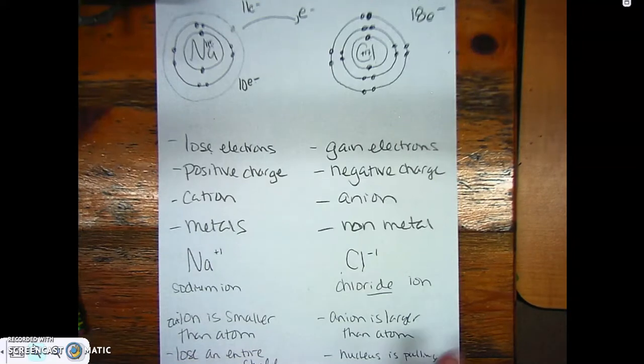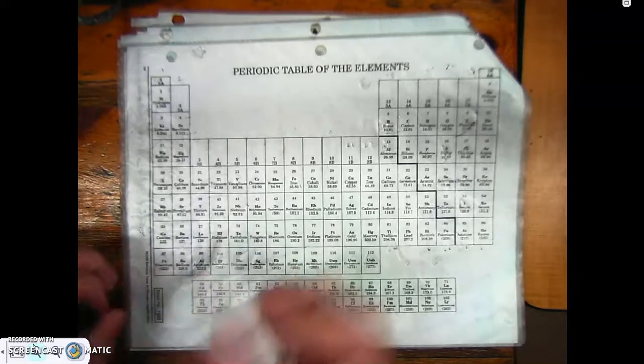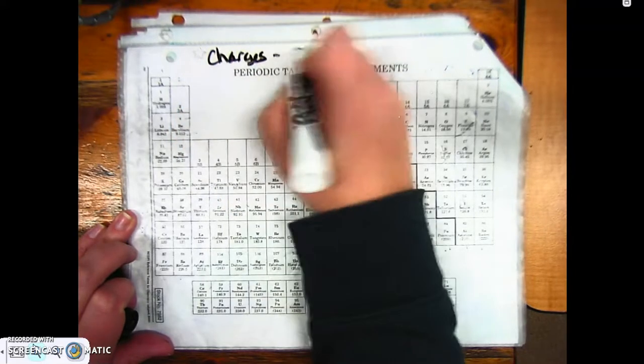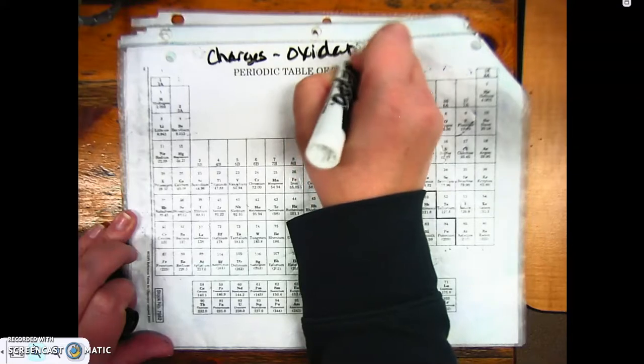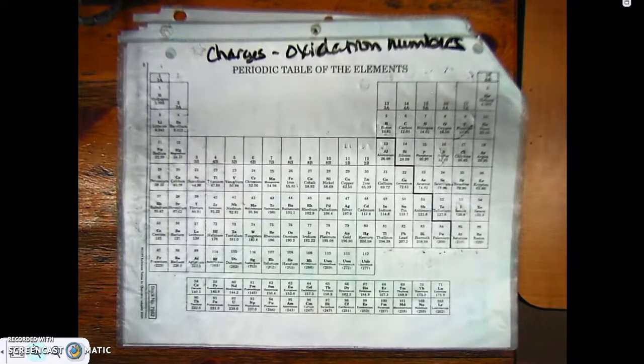Right? Now, let's look at the periodic table one more time, because I want to show you how we can use the periodic table to predict what the charge is going to be on each one of these ions pretty easily. This is predicted based on its location and the number of valence electrons, and these charges are actually called the oxidation numbers. So the charges are also called oxidation numbers.